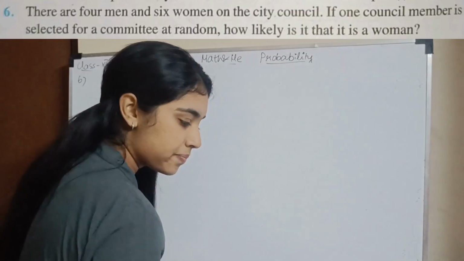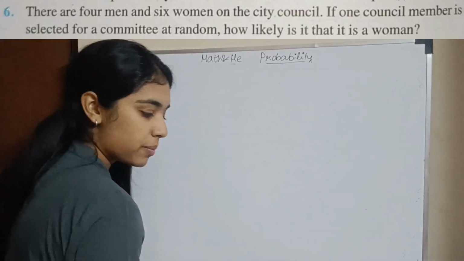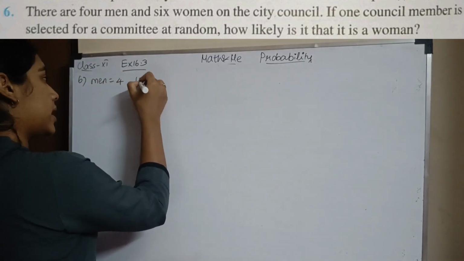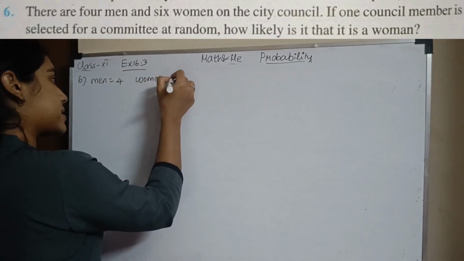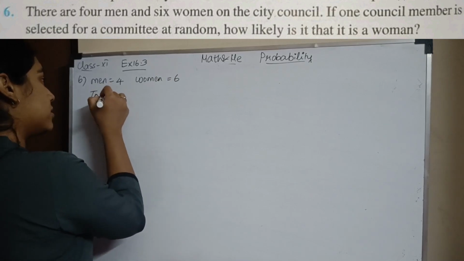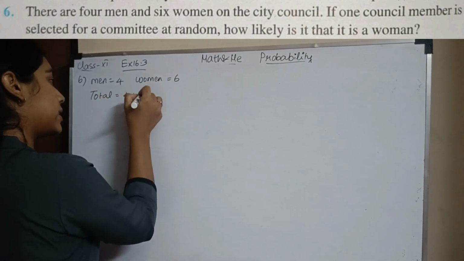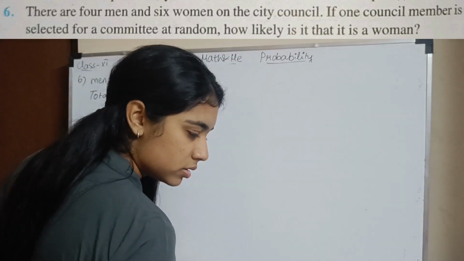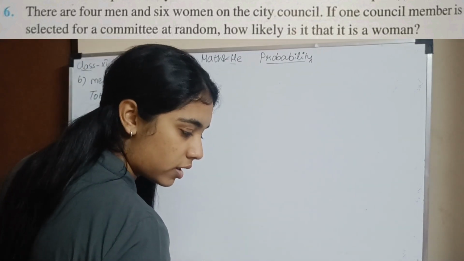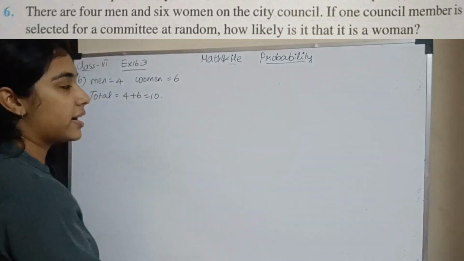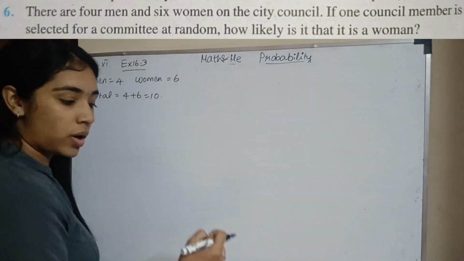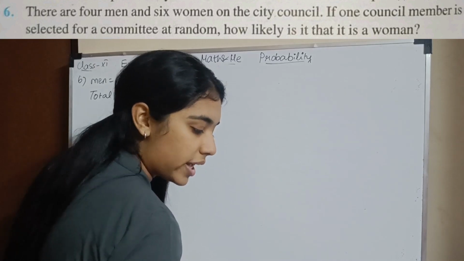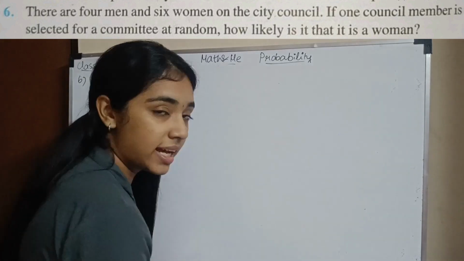Question number 6. There are 4 men and 6 women on the city council. So how many men are there? 4 men and 6 women. So what is the total number of people? 4 plus 6, 10. So there are 10 people on the city council. If one council member is selected from a committee at random, out of the 10, I'm going to select one committee member and I want it to be a woman. How likely is it that it is a woman?